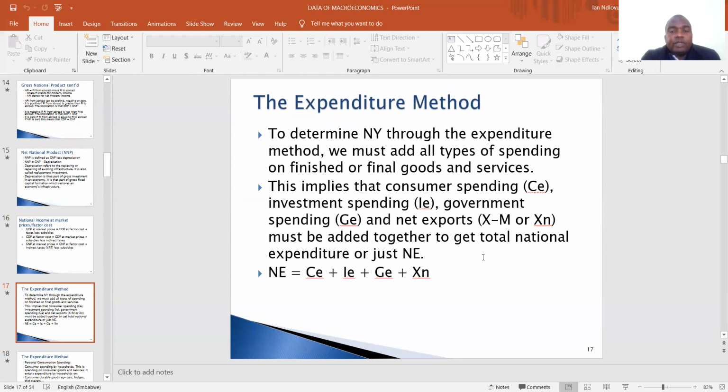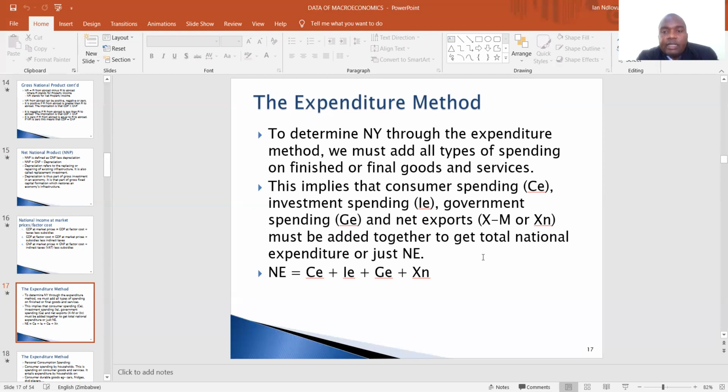And then how do we determine national income? How do we measure national income in an economy? There are 3 methods of measuring national income. We have what is known as the expenditure method, we have the income method, and the output method. So what we are looking at the present moment is just a summary of the expenditure method.